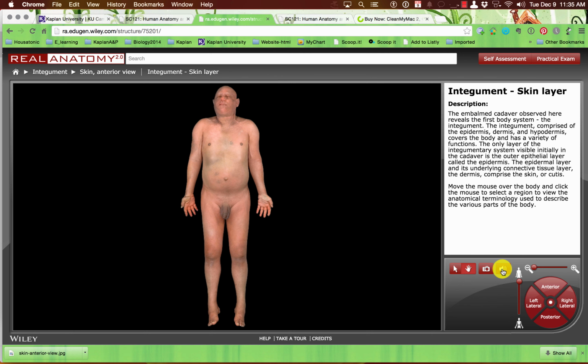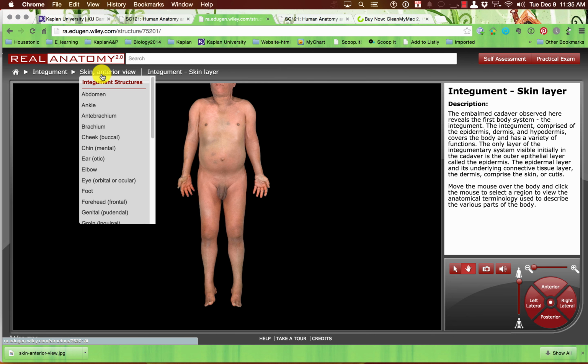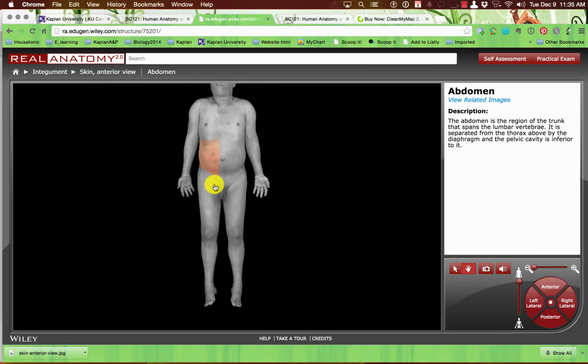And then you can also, I think it'll read Integument skin layer. Tells you what to do. Okay, so we are on the skin anterior view. Let's go to the abdomen. Okay, now I'm going to show you something else. This is the section we're looking at. We're looking at the abdomen. We're looking at the front.